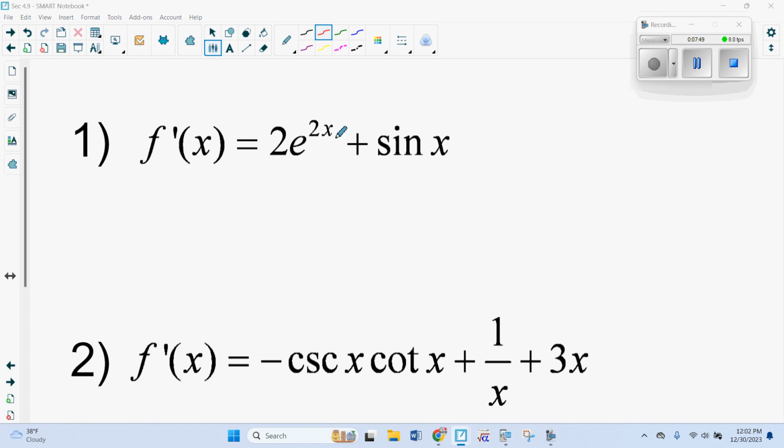So f prime of x is 2e to the 2x plus sine. So my function, we know the derivative of e to the x is e to the x, so that just says e to the 2x. Now we have to think about that 2 in front, and we look down here and say, okay, when we take the derivative of e to the 2x, that's going to kick out a 2, which is that 2 right there, so that's my answer.